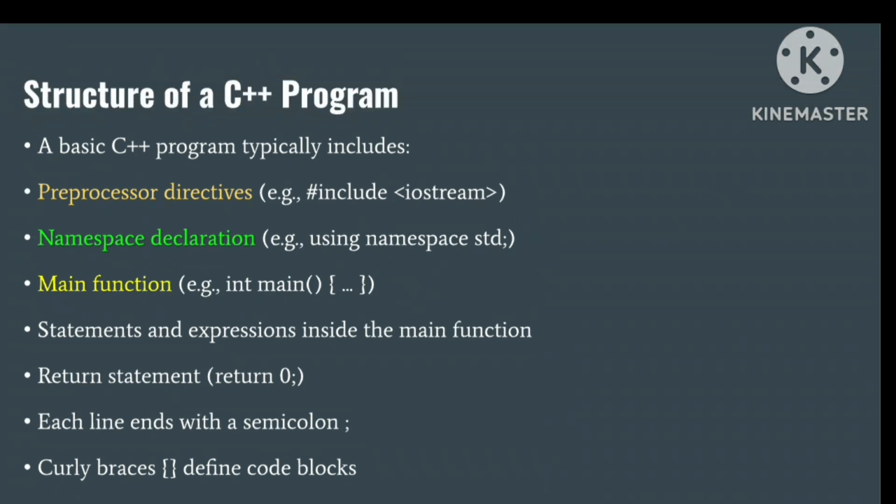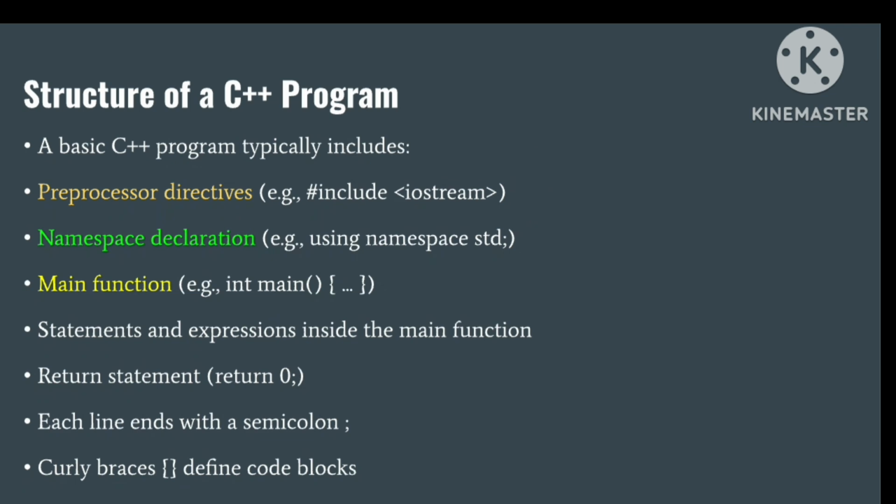Now the main function. In the main function, all the statements and expressions execute. So all the statements and expressions in a C++ program are written inside the main function. It contains a return statement, which is return 0. We have to return 0 because the main function always returns something. So it is int main, and we have to return an integer value, so we return 0. We can also return 1, but if we return 1, the program will think that we have made an error. So we always return 0.